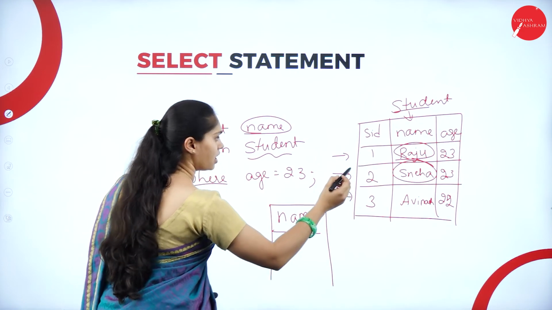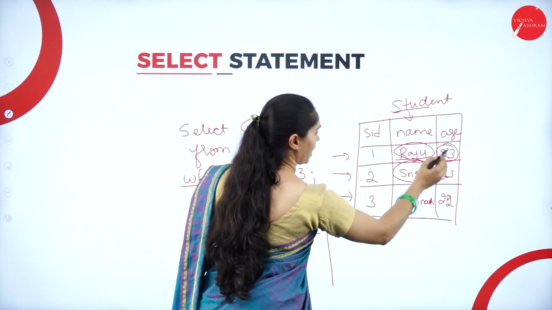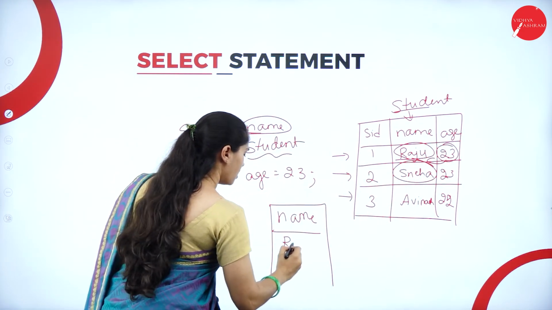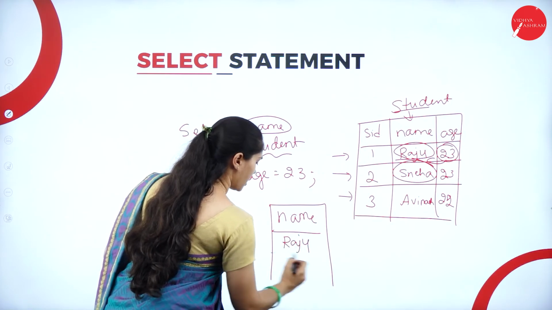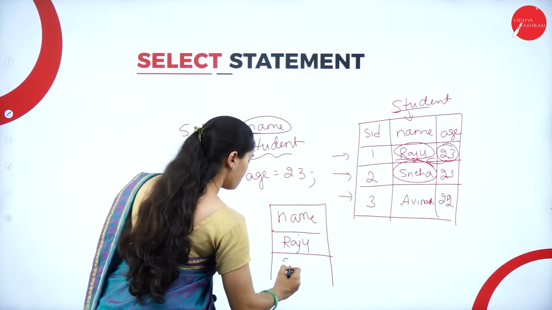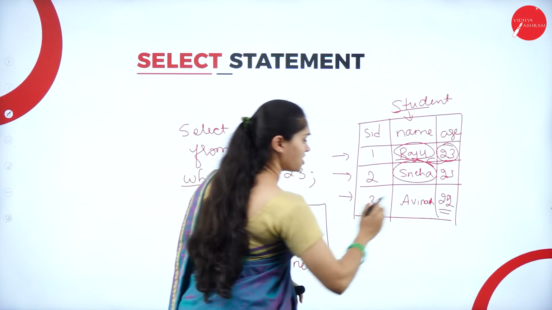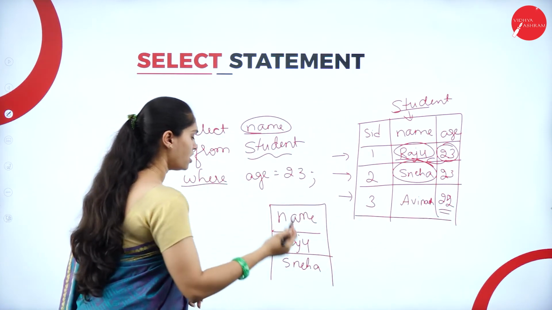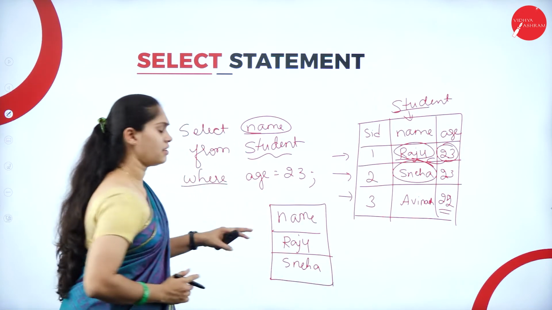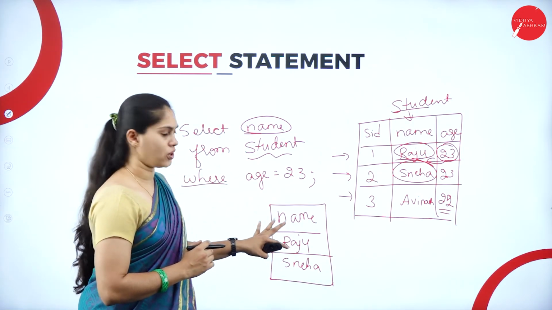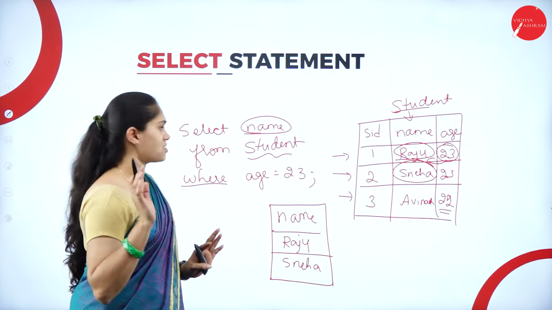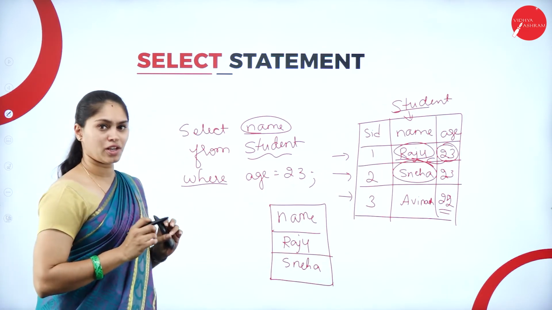So what is the name of a student whose age is 23? First name is Raju, and second I have Sneha here, and it will not return Avinash. Why? Because age is equal to 22, it is not equal to 23. So the resultant table will look like this. This is how this select statement will work.